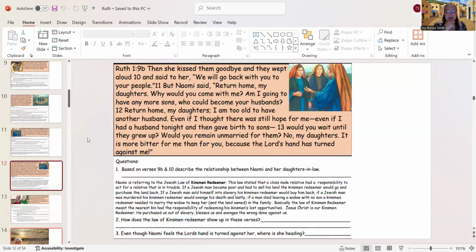Ruth 1:9. Then she kissed them goodbye, and they wept aloud, and said to her, We will go back with you to your people. But Naomi said, Return home, my daughters. Why would you come with me? Am I going to have any more sons who could become your husbands? Return home, my daughters. I'm too old to have another husband.